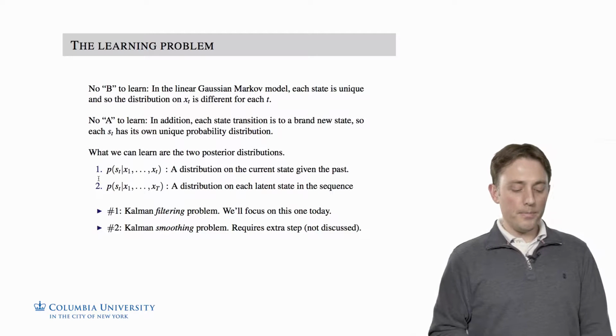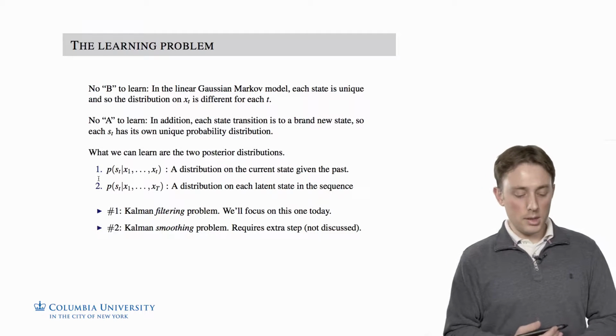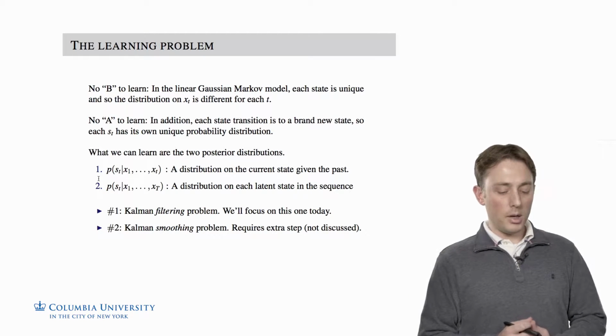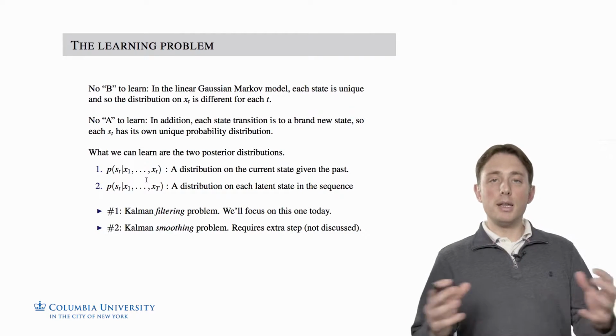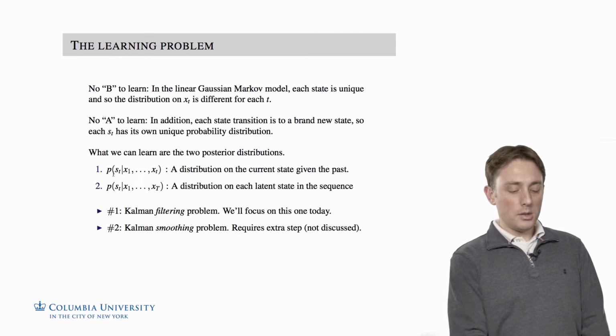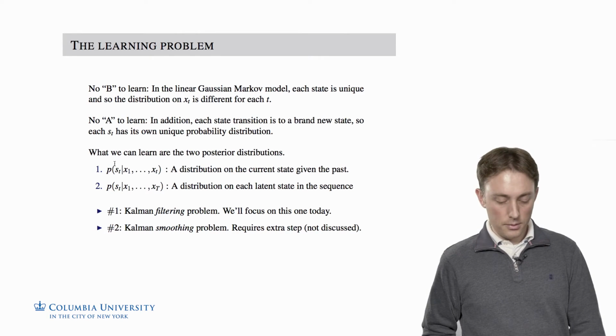The second problem is known as Kalman smoothing. It requires one extra step that we won't discuss. It's similar to the backward algorithm for the hidden Markov model. This would be something where we have all the data in advance and we want to then do some sort of post-processing. So the first problem has to do with tracking objects, and that's what we're going to focus on for the rest of the lecture.